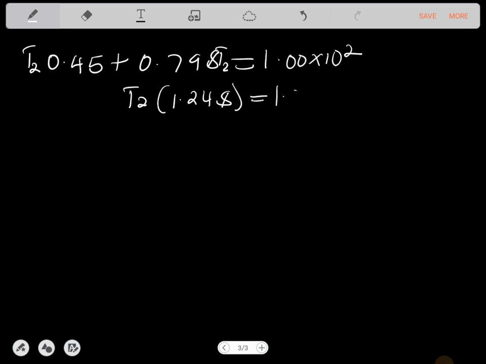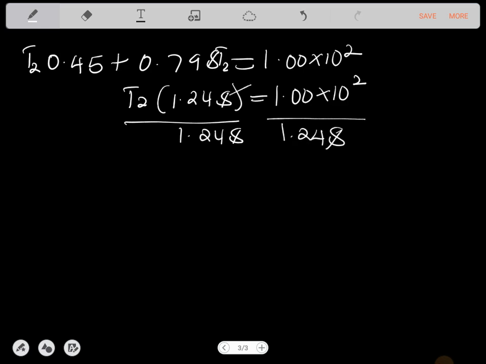And this is equal to 1.00 times 10 to the power 2. But the physics is done. We're just doing the math now, the simultaneous equations. That's all. We cancel. So we get our T2 as 1.0 times 10 to the power 2 divided by 1.248. So I end up getting something like 80.13 newtons. That is our T2.